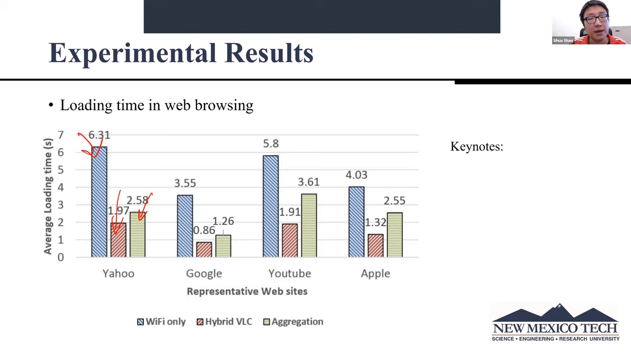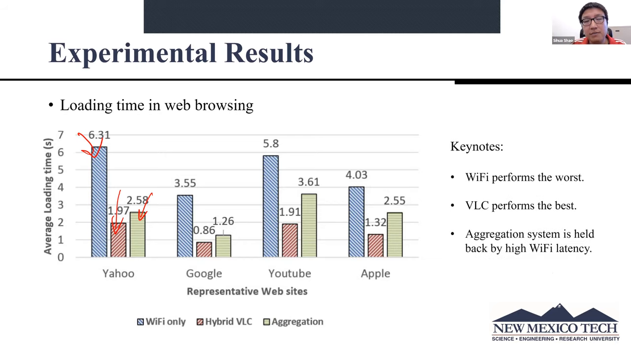And this type of application is very similar to the smart grid remote control, because you want the real-time information from every device. So key notes here: Wi-Fi performs the worst, VLC performs the best, and the aggregation system is held back by the high Wi-Fi latency.